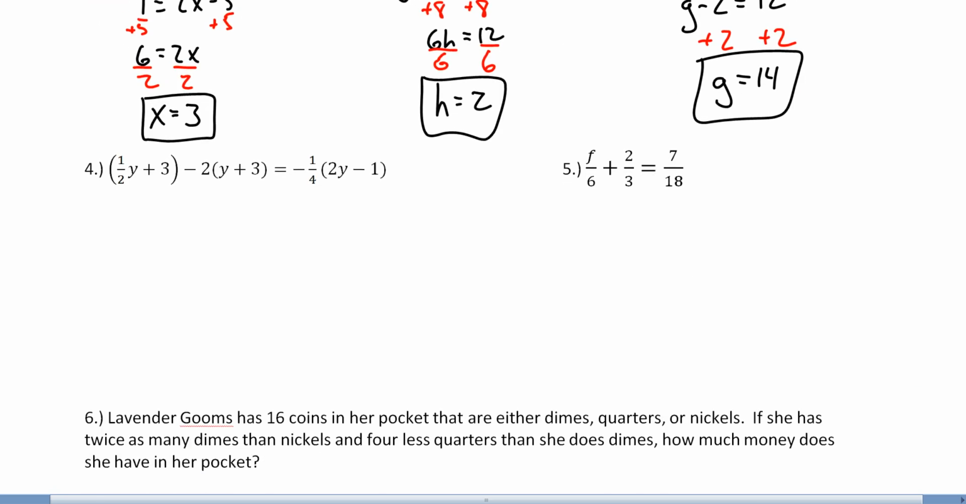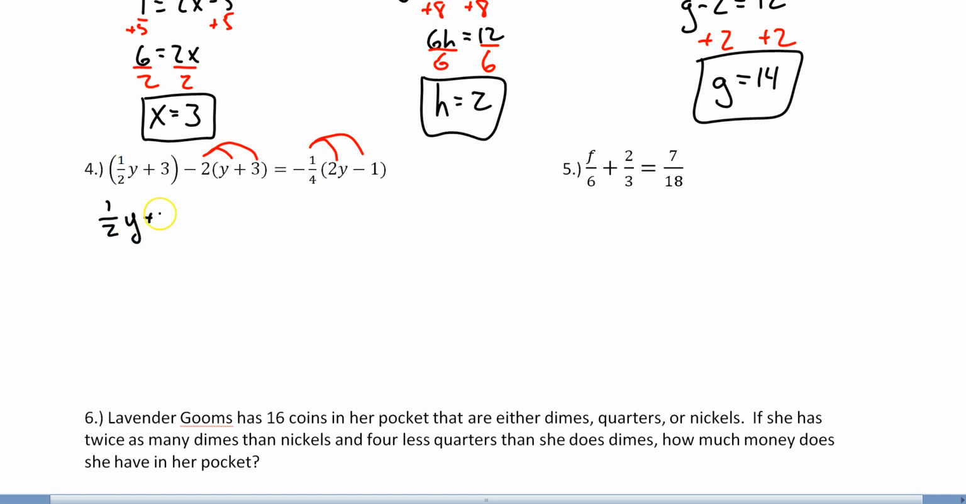This next one, the first thing I'm going to do is simplify. So I'm going to simplify by doing my distributive property. So here I'm going to distribute, and keep in mind I'm distributing a negative 2 there. Here I'm going to distribute that negative 1/4. And again, it's a negative that's being distributed. With this one, I really don't have anything to distribute here. I can drop these parentheses.